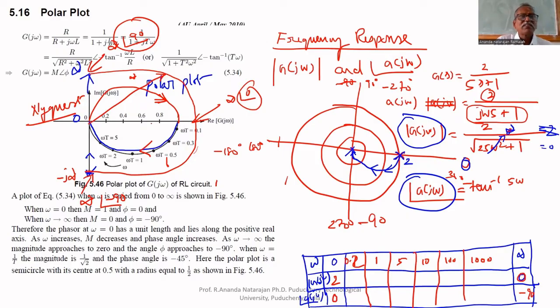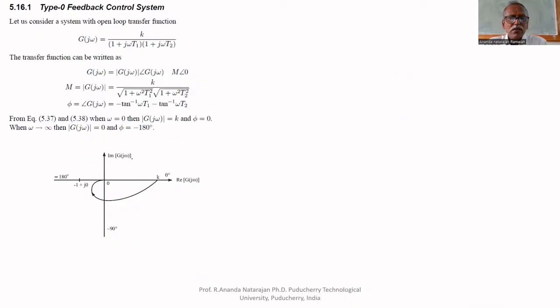Why we are doing all these things, you'll see one by one. So this is the polar plot for the given transfer function. This is the given transfer function. What is the order of the system? Order is 2. Type number 0. Am I correct or not?